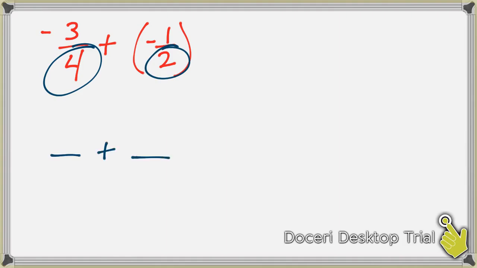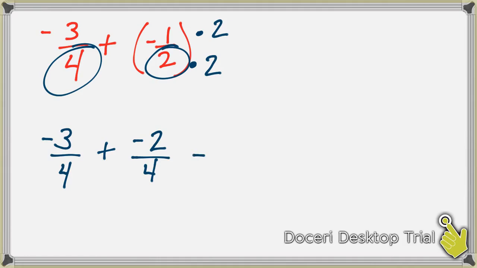I want to turn them both into 4. It says plus there. All right, so the 4 here in the first one stays a 4, which means the top stays negative 3. This 2 over here, to turn it into a 4, I have to multiply by 2, which means I need to multiply the top by 2. Be careful with your integers. Negative 1 times positive 2 gives you negative 2. So I have negative 3/4 plus negative 2/4.